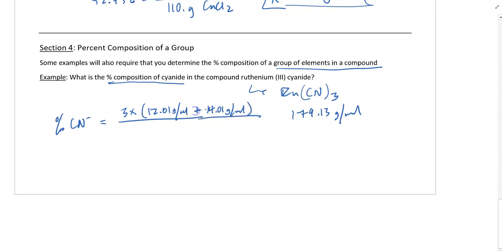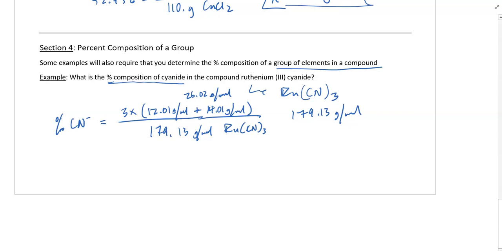Again, I'm simply honoring the fact that you have to take those from the periodic table. If you want to add those 2 together ahead of time to make it one value, you can. That's not a big deal. I trust that you can take the numbers off the periodic table appropriately, but in this case, it would be 26.02 grams per mole if you decided to go that route. And then on the bottom, we've already done this: 179.13 grams per mole of Ru(CN)3.